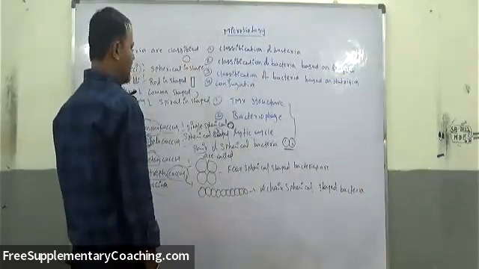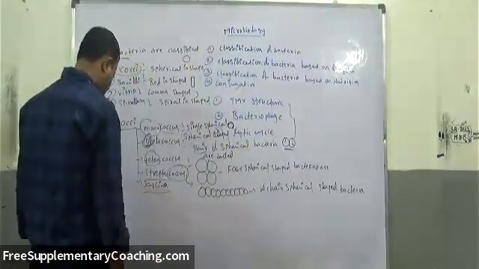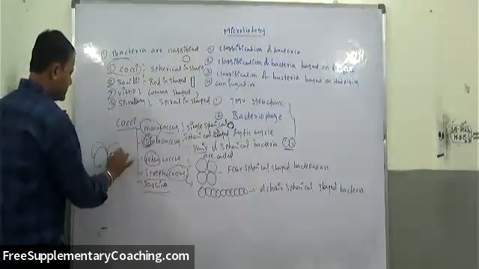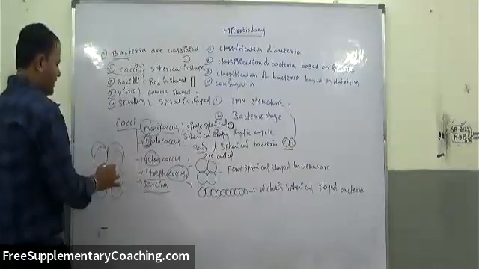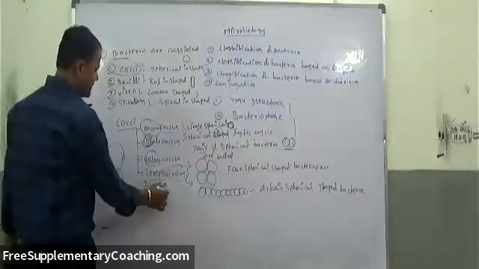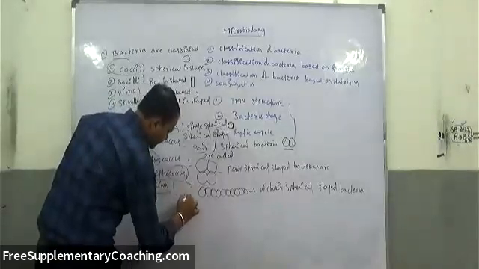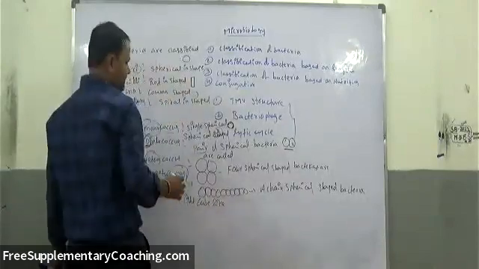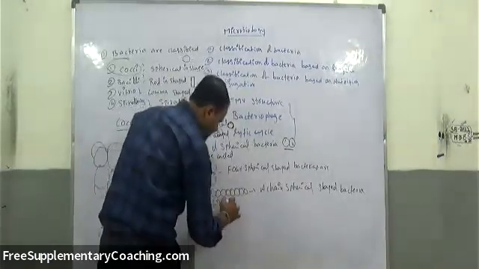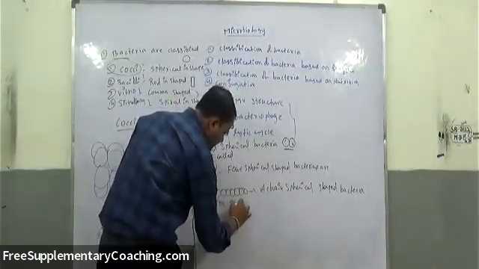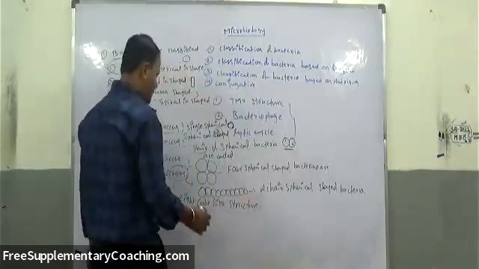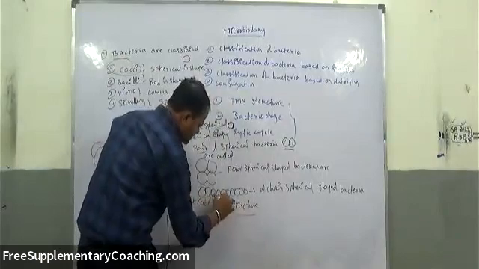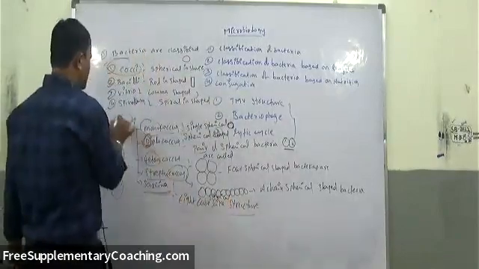Sarcina: 8 cube-like structure. 1, 2, 3, 4, then 5, 6, 7, and 8. So 8 cube-like spherical bacteria are called sarcina. These are about cocci.